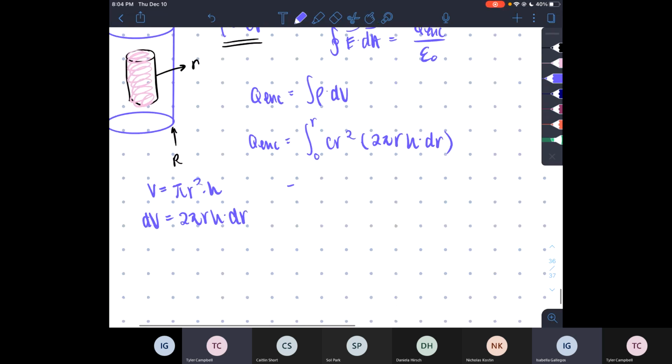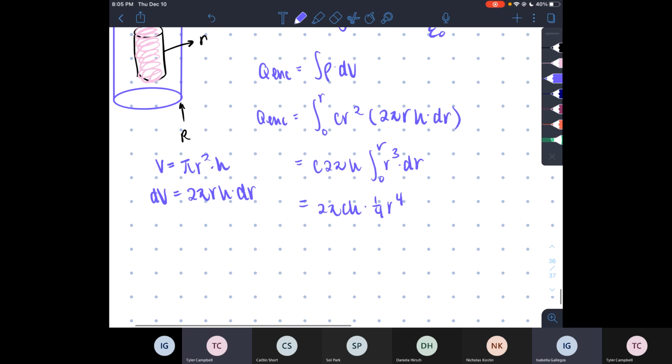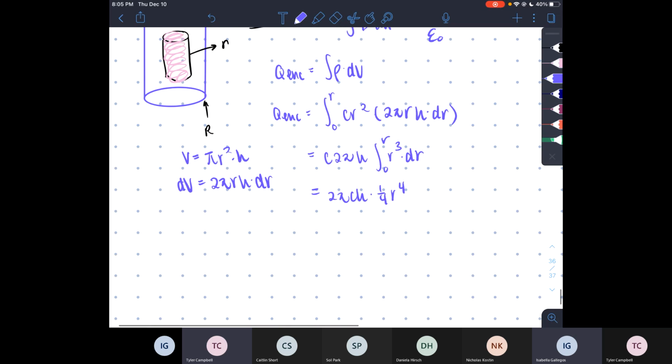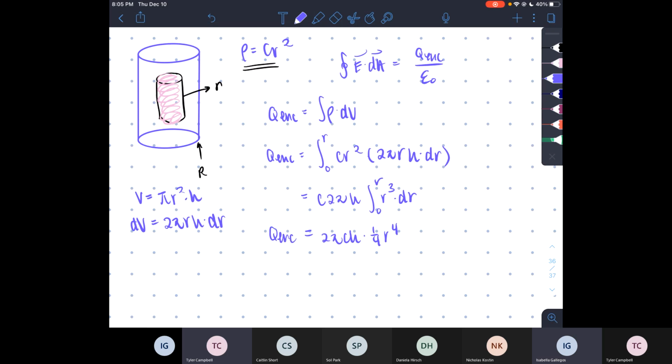Okay, moving on. I'm just going to pull all the other stuff out of the integral, and then you're just going to have to integrate r cubed. Cool. Let me back up real quick. This is going to be your expression for Q enclosed. So we have that right-hand side of the equation taken care of.